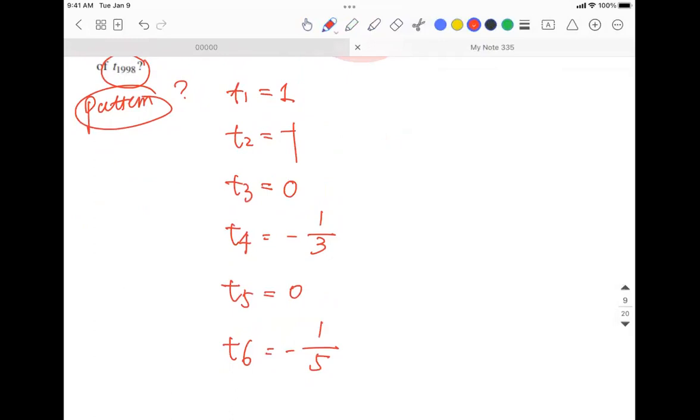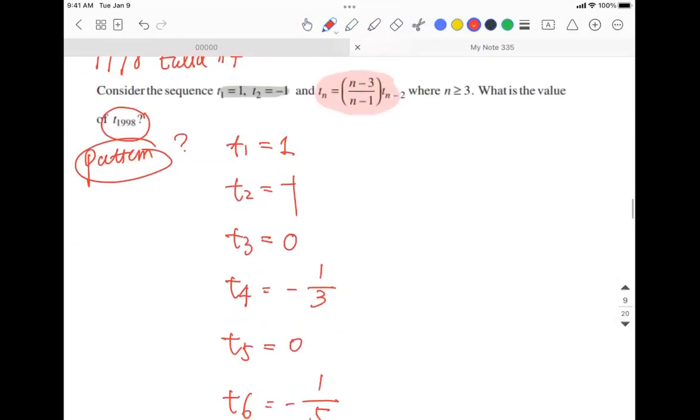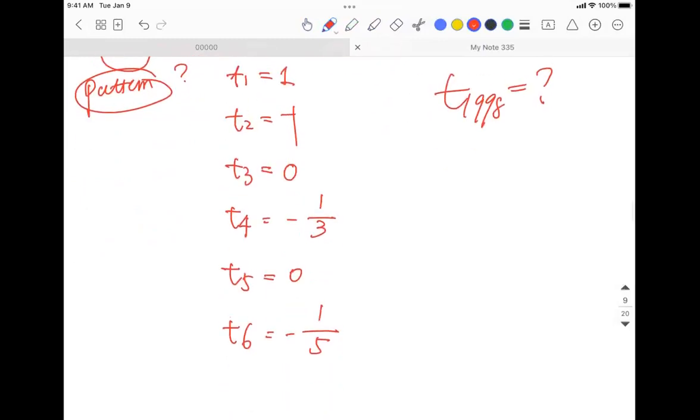Did you find out any patterns? The denominator just decreases by 2, and then it turns into 0, and then goes back to the original one, but it is 2 times. Okay, that's a very nice observation. So if you find out such a pattern, can you tell me what's the value for t1998? Are you comfortable enough that you already found a pattern for t1998?